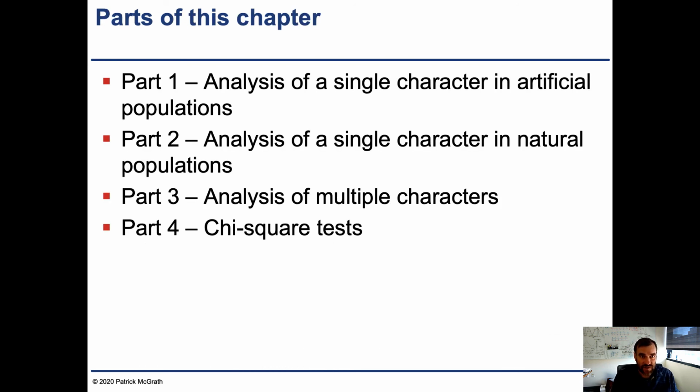There are going to be 4 parts of this chapter that we're going to cover. First, the analysis of a single character in artificial populations. This is the work that he did on pea plants. The second part is the analysis of a single character in natural populations. This is how we apply the findings of Mendel to the study of human populations and human diseases. Part 3 will move on to the analysis of multiple characters at the same time. If we look at the height of the pea plant and the color of the flower of the pea plant, what happens if we have mixtures of both of those characters? And then finally in part 4 we'll cover chi-square tests.